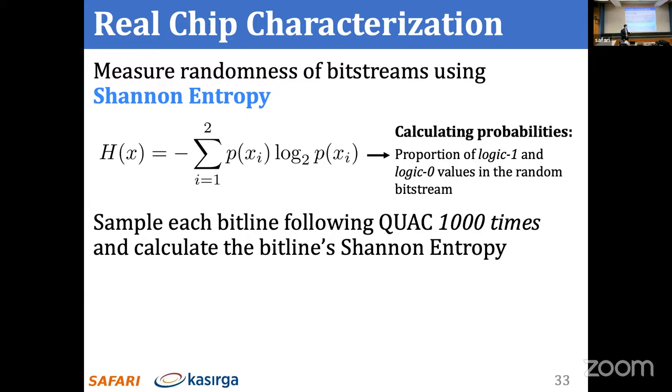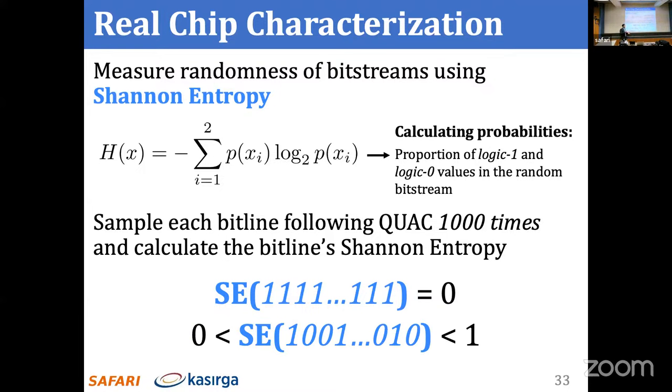To give you the key idea, we sample each bit line following a QUAC operation 1,000 times and calculate the bit line's Shannon entropy. And the key idea is if you input a bit stream made up of all ones to this function, you will get a value of zero, because this is not really random, right? It's just ones. Now, if you have an equal number of ones and zeros in your bit stream, you will get a value between zero and one. The closer you get to one, the closer the proportions of ones and zeros are to each other. So this is a hint that we use to indicate the randomness of our cache blocks.